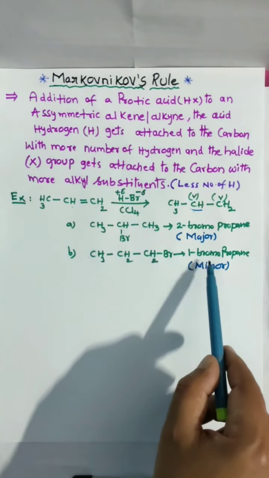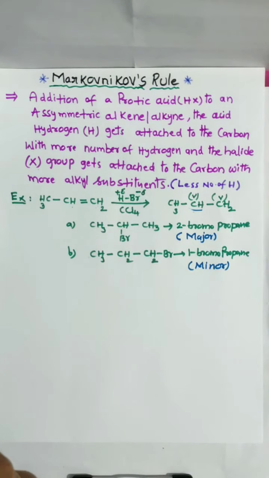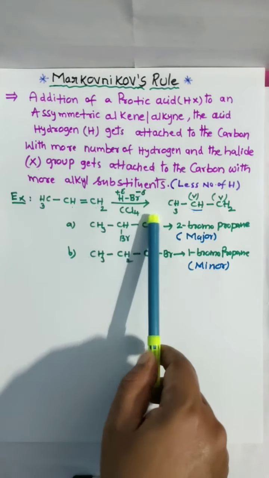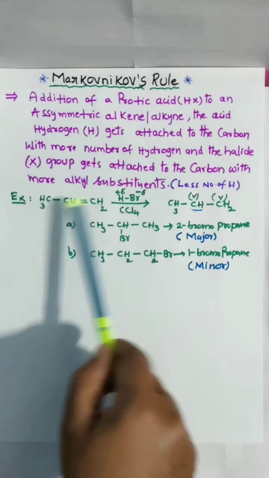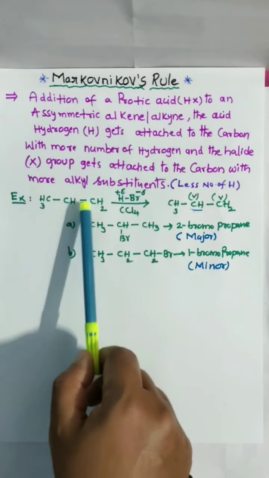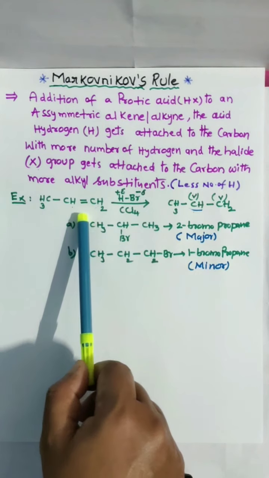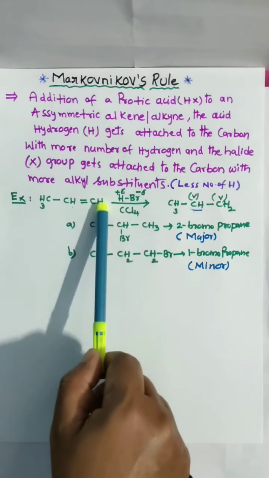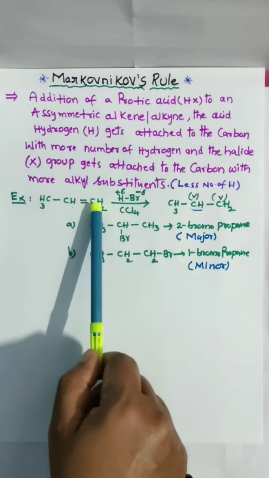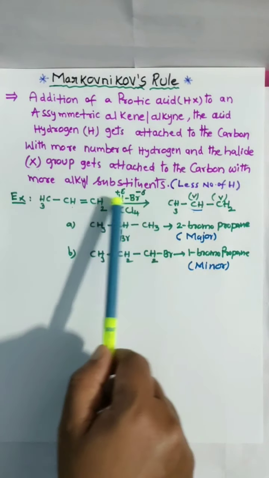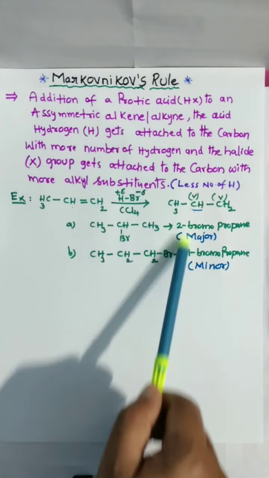This is the minor product. So when alkenes undergo addition reaction, remember, we are adding hydrogen and bromine. When we break the bond, two vacancies we got. Hydrogen can attack here or here. Bromine also can attack here or here. That's why we got two products.